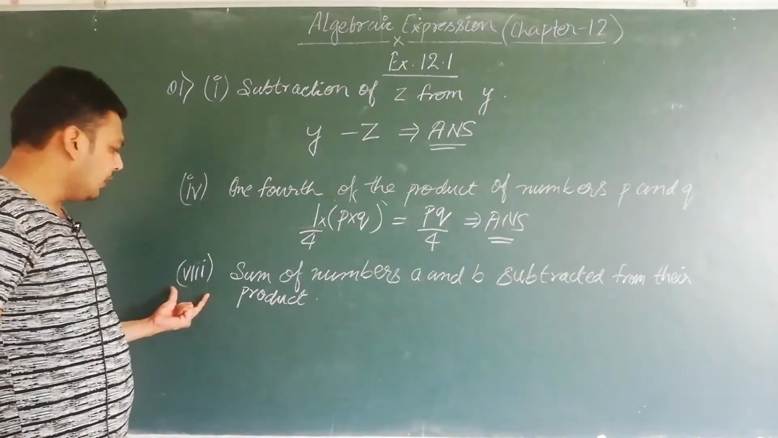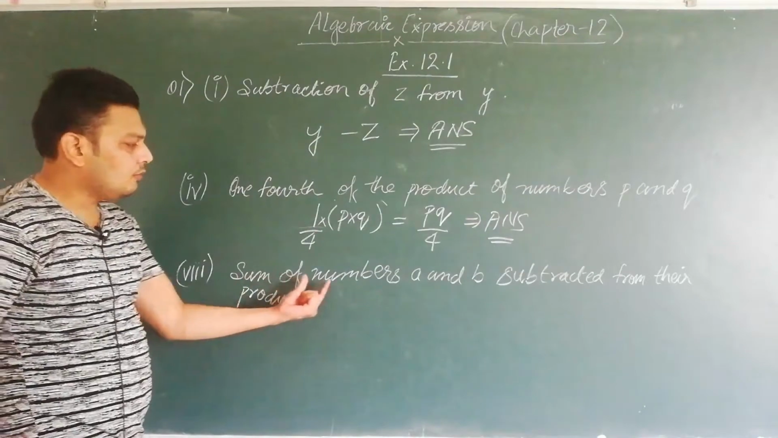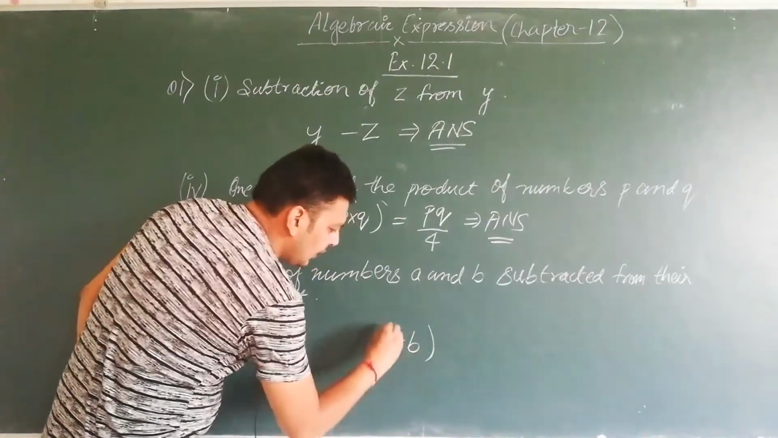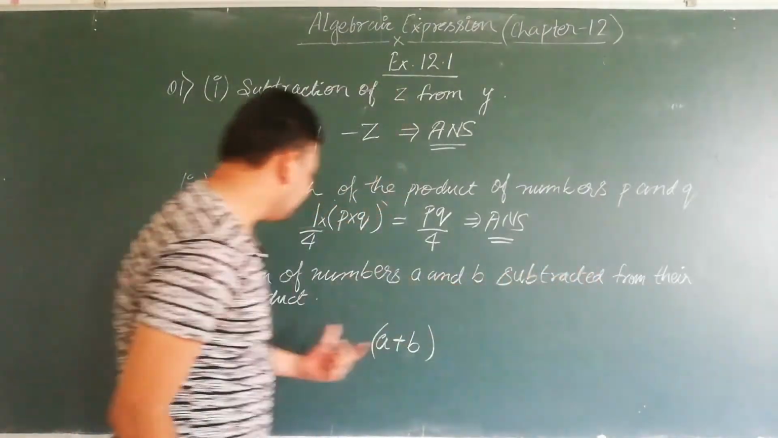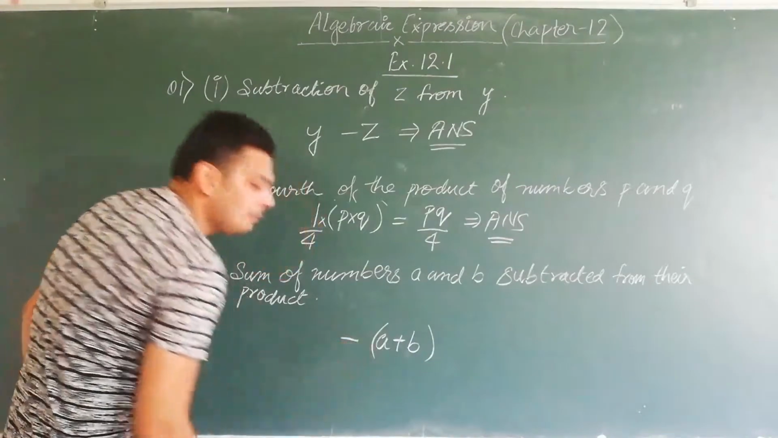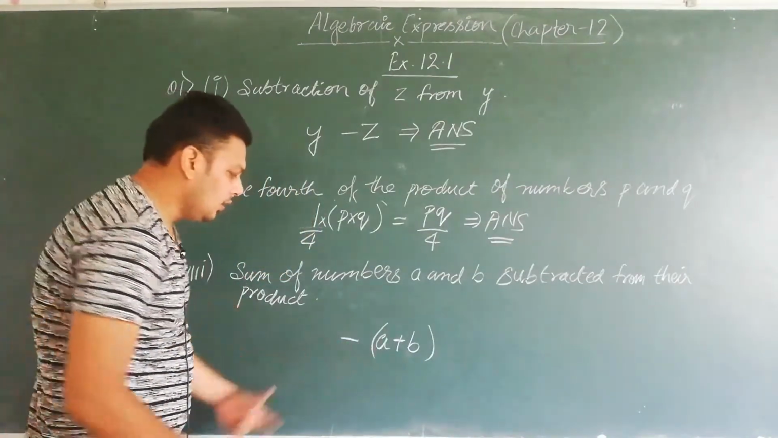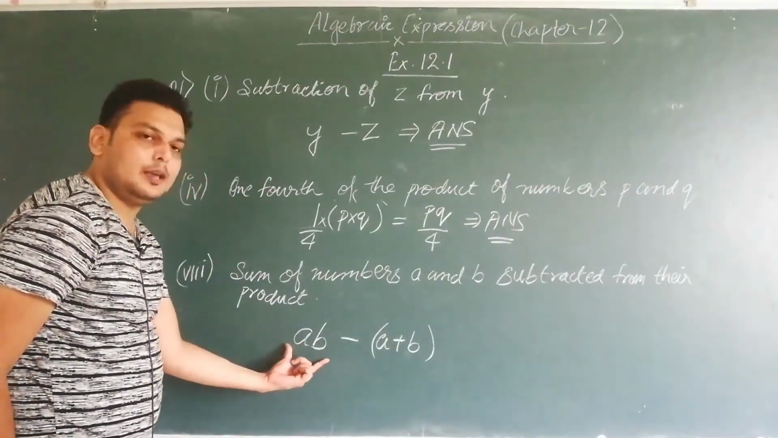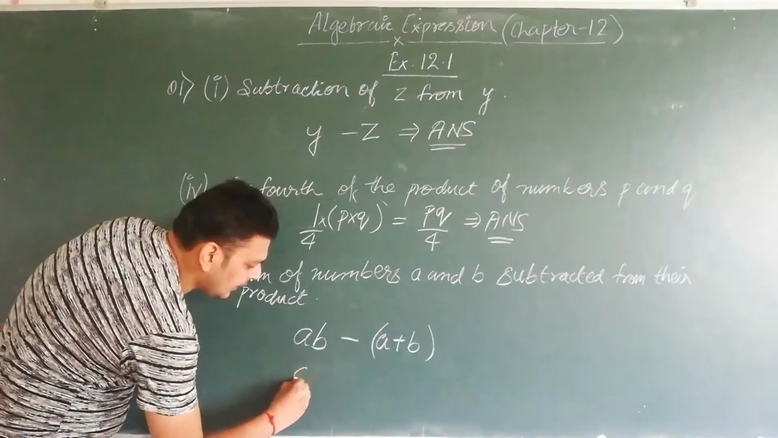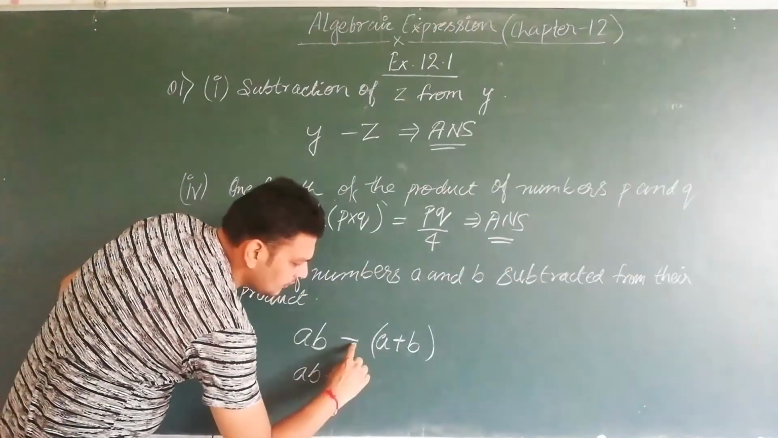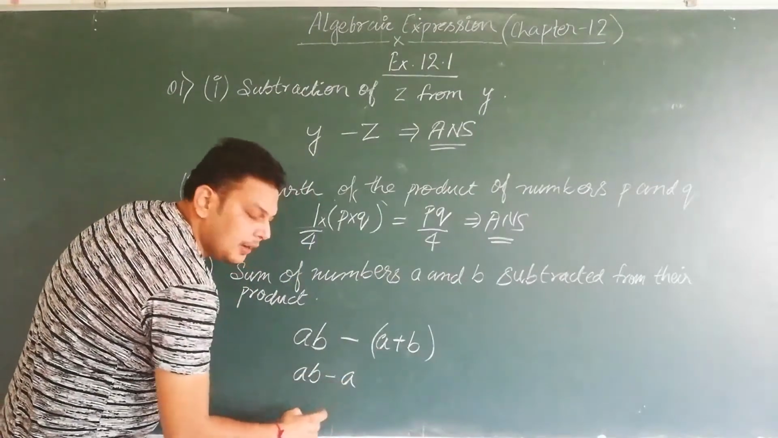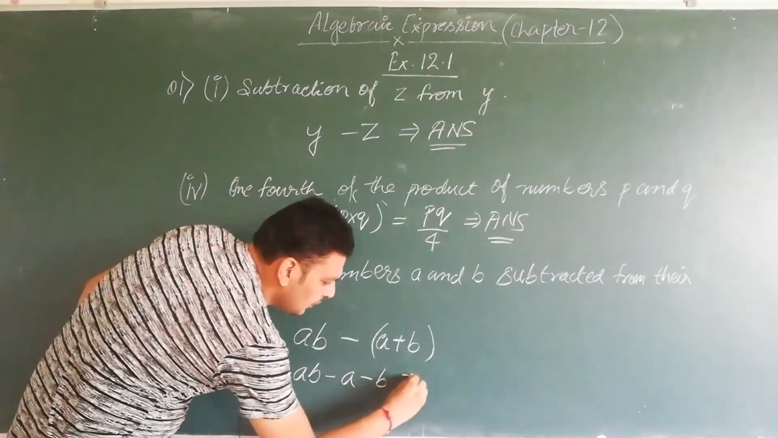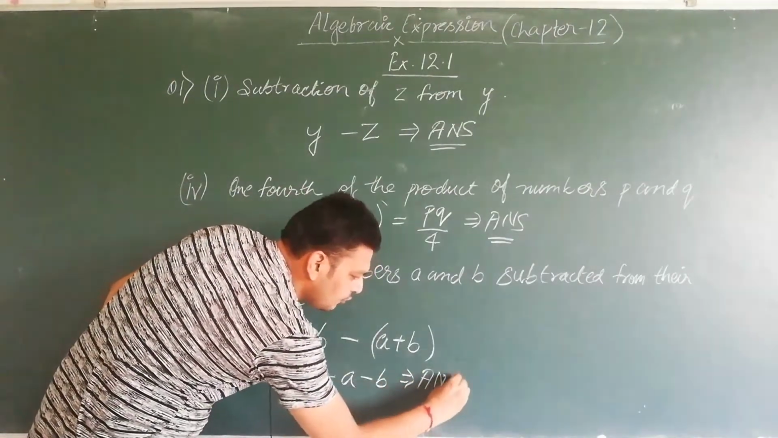Question number 1 part 8. Sum of the numbers a and b means, sum means a plus b, and this number is subtracted from their product. Subtracted means minus sign outside the bracket, and it is subtracted from the product means a into b, that becomes ab, or we can simplify and write it as ab minus a. This minus will multiply a and become minus a, and this minus will multiply b also and become minus b. So this is the expression we have to develop.